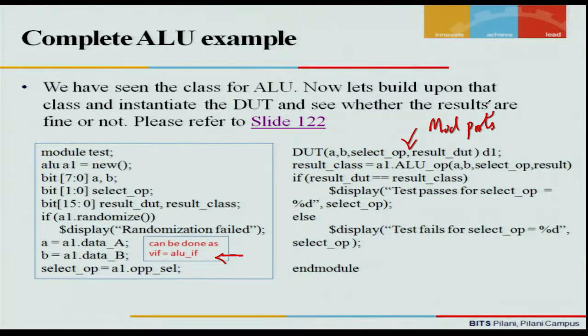From this, we can refer to slide 122 for that. And if this result DUT is equal to result class, then the test passes for that select operator, and this is done. And this is one particular test scenario of the test bench. Now this is passed through different kinds of randomized values and different kinds of select operators, which can be passed as runtime options, and hence the whole verification is done in this way. So that concludes how you can write a test bench for the ALU DUT, and you can write constraints, you can randomize variables, and you can see the power of verification through SystemVerilog.